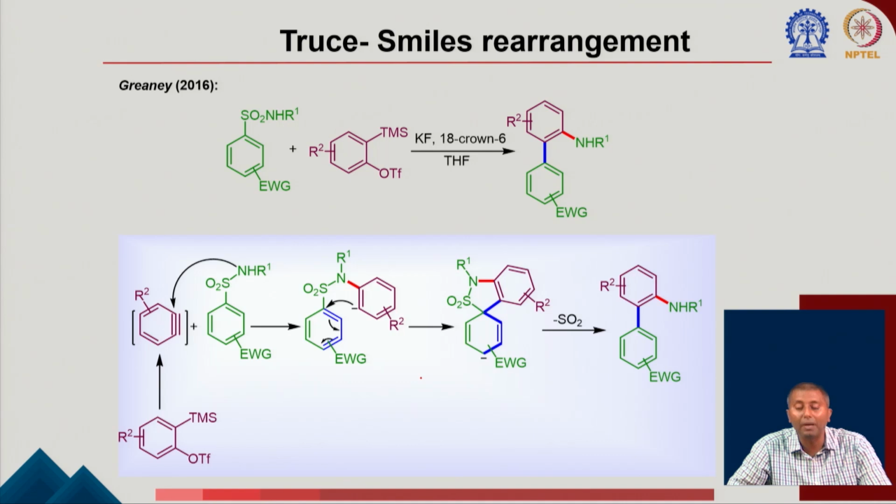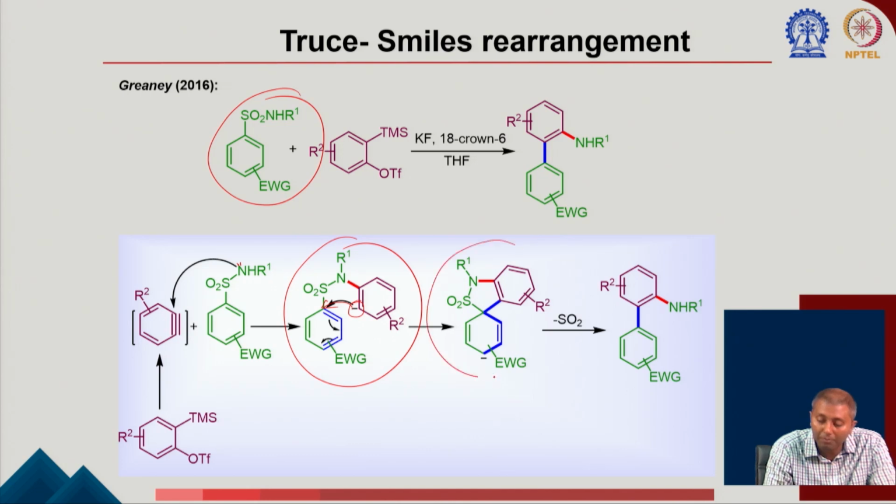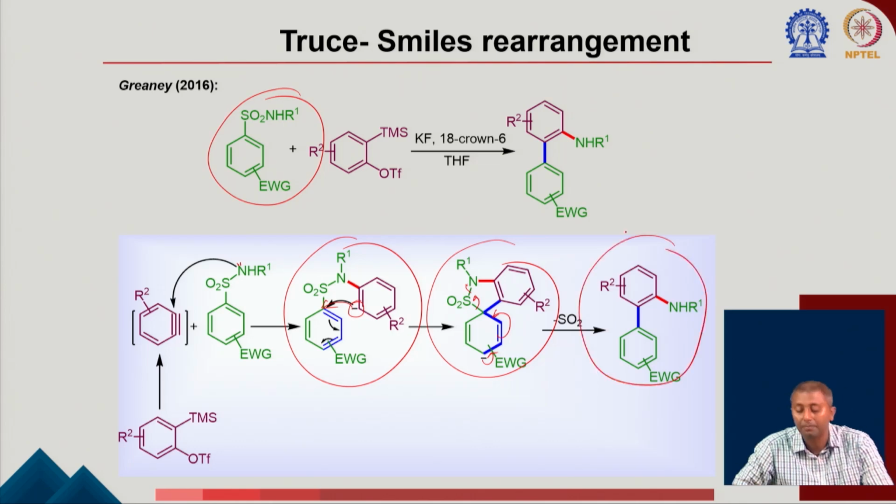We are going to talk about the Truce-Smiles rearrangement here, how this reaction is happening. Again, you can think about that once you have this amine group here in this sulfonamide, then that nitrogen is going to get attached to the benzyne and form this. So it is going to form this carbanion here, which is going to attack the SO2 group, as you have learned in this Truce-Smiles rearrangement. So it is going to attack here, and then it is going to form a carbanion here, which is going to come back and cleave this carbon sulfur bond. Then SO2 is going to get out, giving the corresponding product after the protonation.